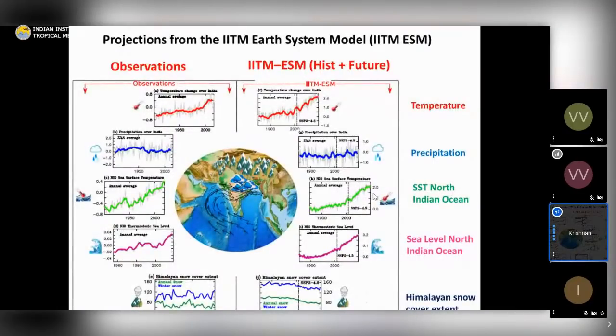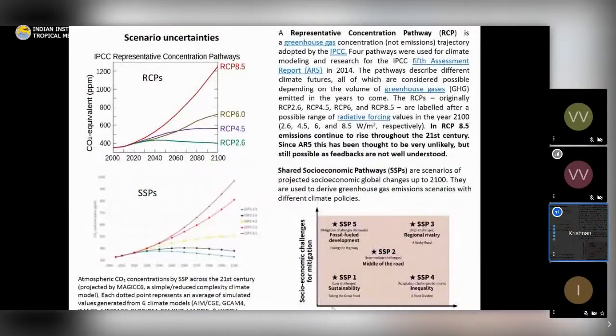And this is just a schematic showing the RCP 4.5 scenario. On the left side, what has happened in the historical past, and on the right side, projections by the IITM, both for the historical period and in the future, based on the SSP 4.5, a medium emission scenario. We can see the increase in the monsoon precipitation with increase in temperature over India, and also an increase in the sea level over the northern Indian Ocean. There's a slight decrease in the Himalayan snow cover, which is also assessed in this. The details can be found in various chapters of the book.